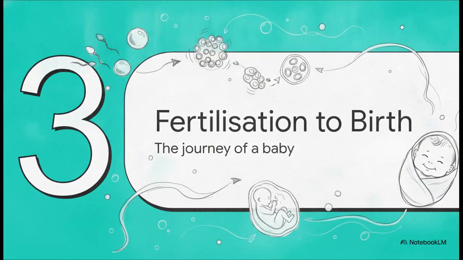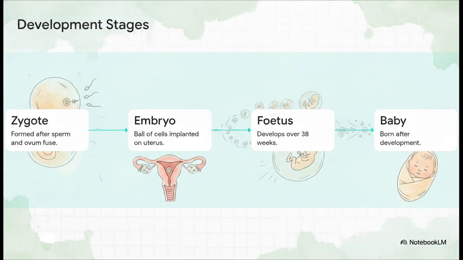Next up, Section 3, Fertilization to Birth. So, following fertilization, which happens when a sperm successfully fuses with an ovum right inside the fallopian tube, that resulting single cell is called a zygote. The zygote gets right to work, rapidly dividing into a ball of cells called an embryo, which travels down and implants itself in the thick lining of the uterus. Over the course of about 38 weeks, this embryo develops into a fetus, gradually taking on human features, leading all the way up to the incredible moment of birth.